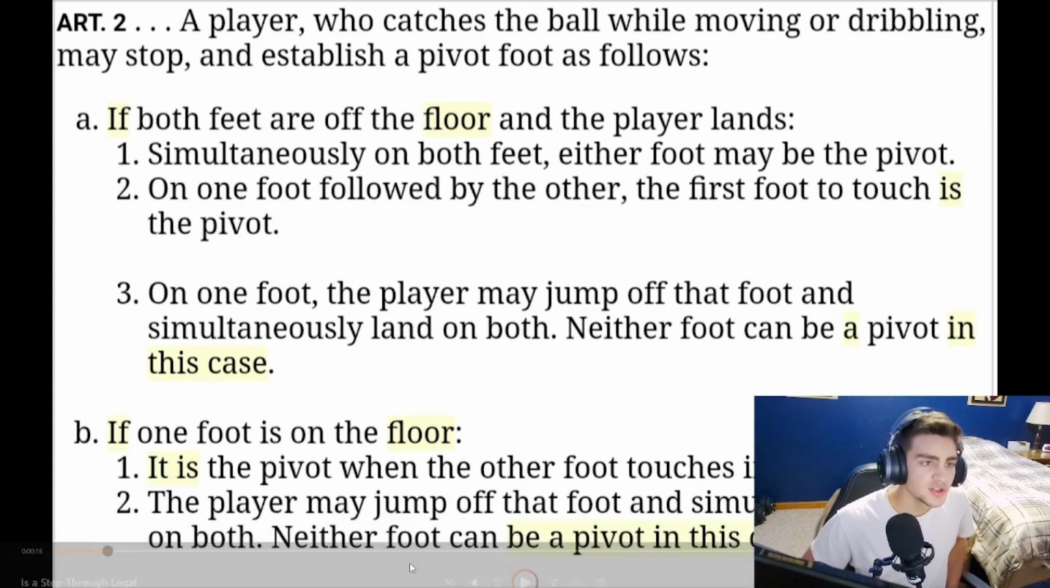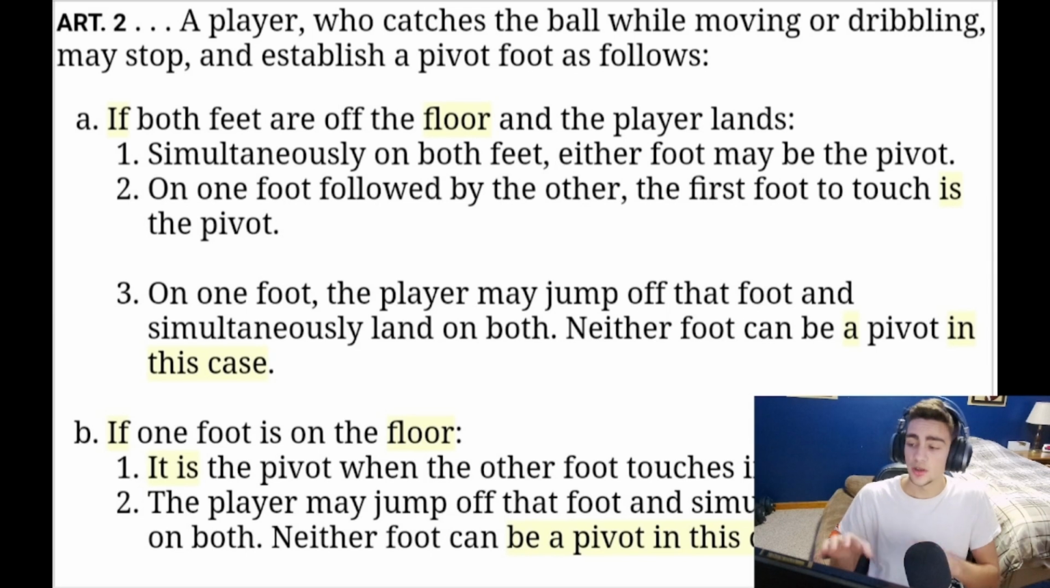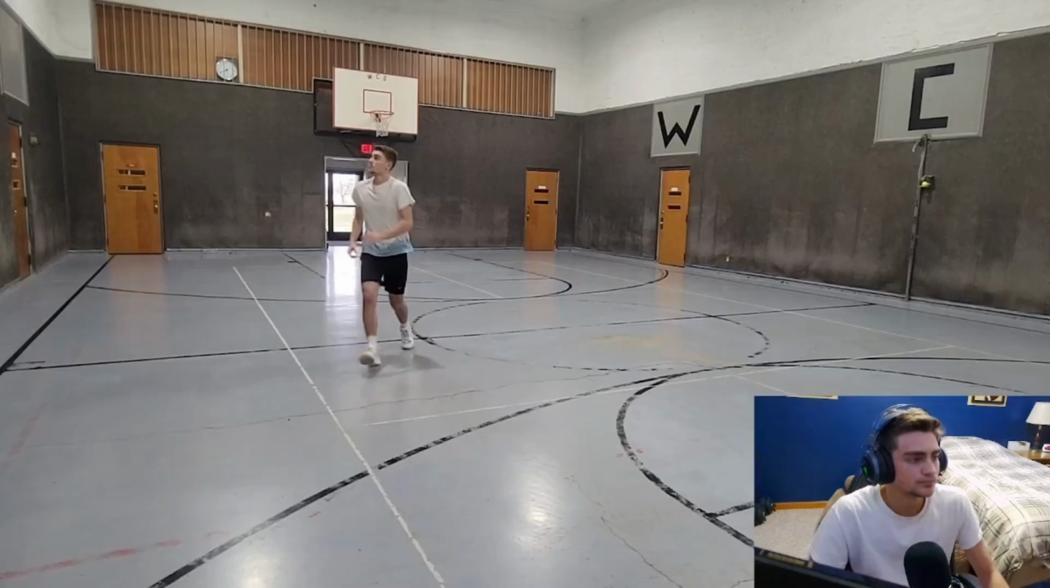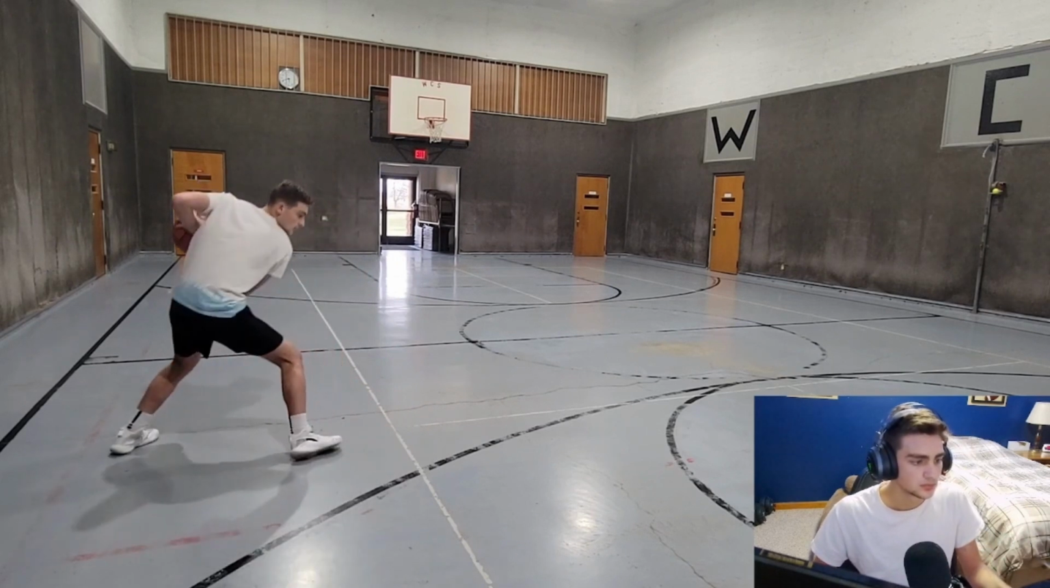A player who catches the ball while moving or dribbling may stop and establish a pivot foot as follows. So, A, if both feet are off the floor and the player lands simultaneously on both feet, either foot may be the pivot. Now, this is if you are dribbling or if you catch the ball while moving, okay? So, let's look at some examples here. There, he catches the ball while moving. He catches it, and he can choose his pivot foot. That's pretty simple.